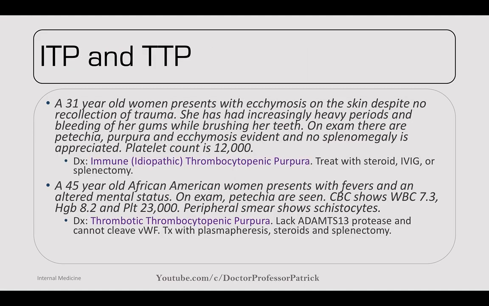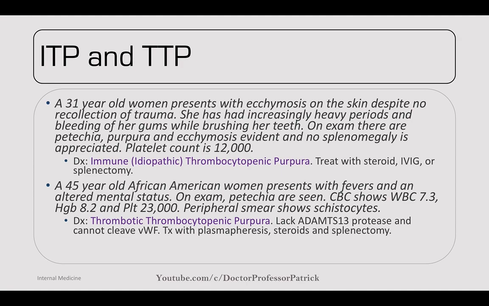So ITP and TTP. A 31-year-old woman presents with ecchymoses on the skin despite no recollection of trauma. She has had increasingly heavy periods and bleeding of her gums when brushing her teeth. On exam, there are petechiae and purpura and ecchymoses, and there's no splenomegaly. Platelet count is 12,000. The diagnosis would be immune or idiopathic thrombocytopenic purpura. You can treat with steroids, IVIG, or a splenectomy if it's severe.